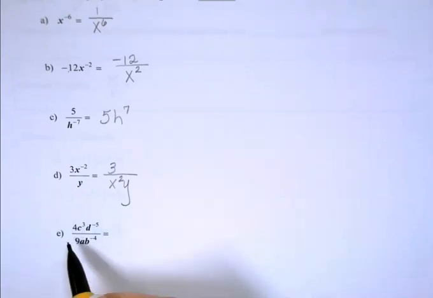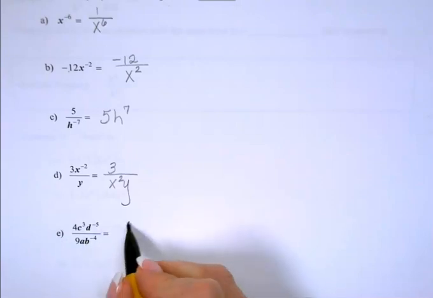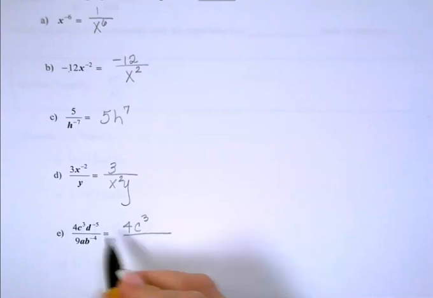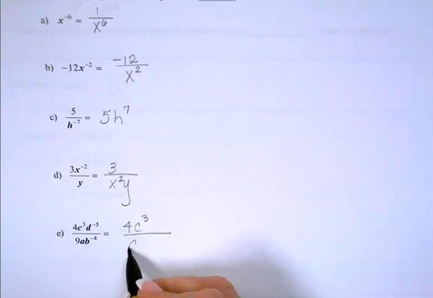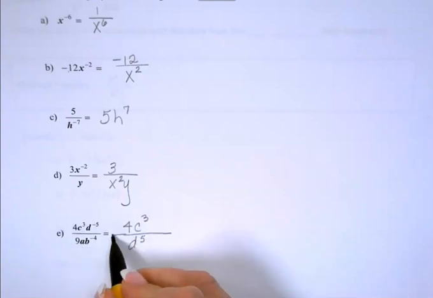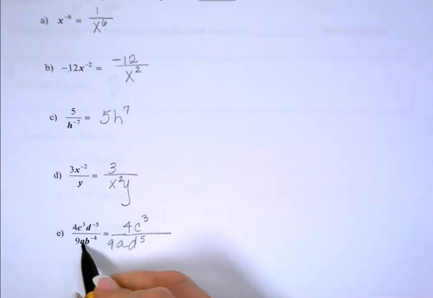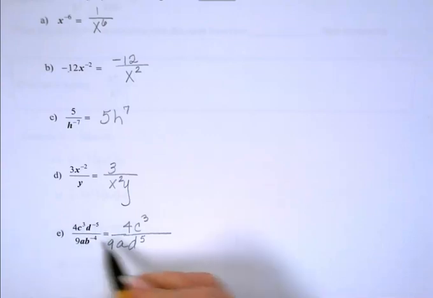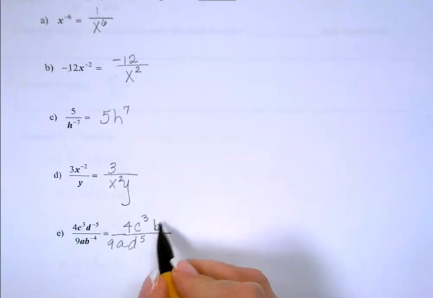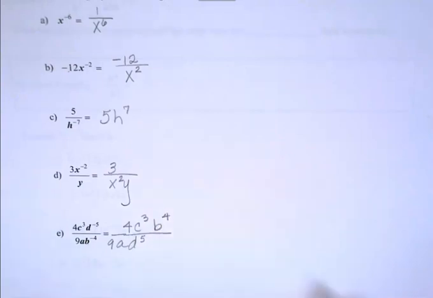And for our last part on example 5, the 4 does not have a negative exponent. The c does not have a negative exponent. The d does, so this is going to be d to the 5th on the bottom. I have a 9 on the bottom. I have an a on the bottom. The b has a negative exponent, so it will flip up to the top. And that completes today's notes.